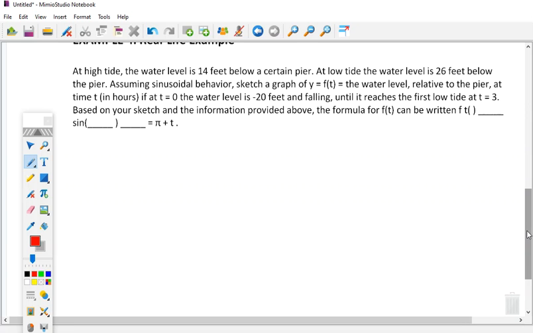Ooh boy. Don't worry about this right here. Okay? I don't really care about this right here. Get rid of that mess. And this mess right here. Okay. High tide, where's that at?